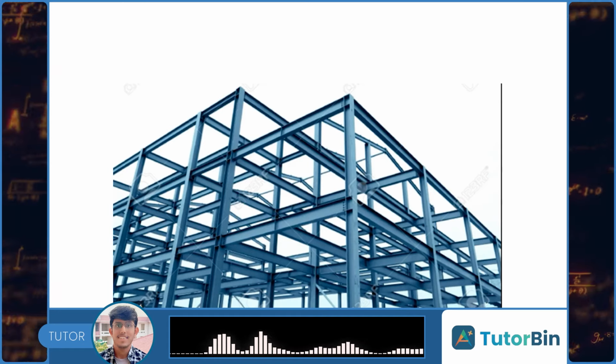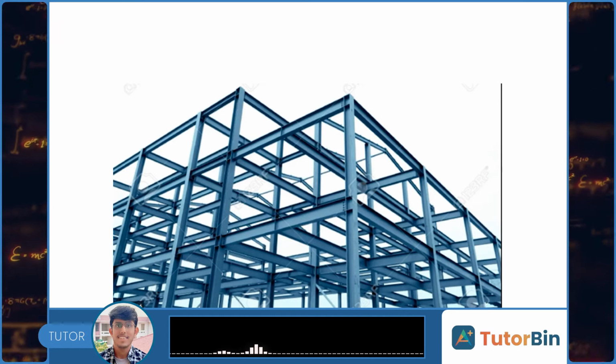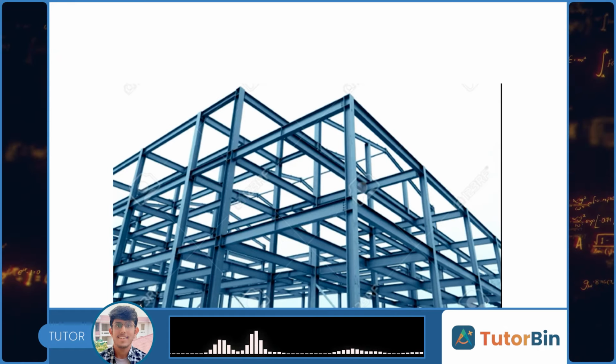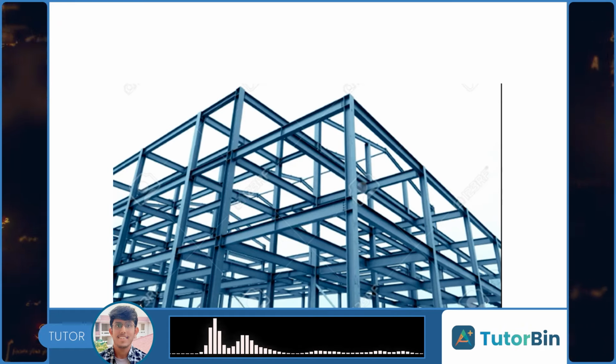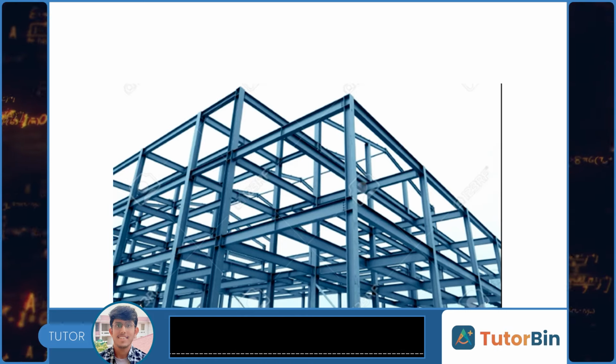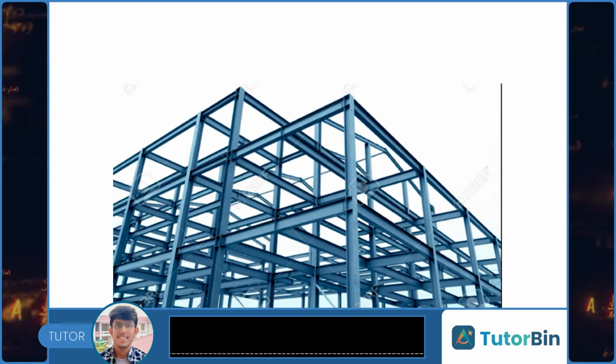Now let's discuss what the word structure means. According to the dictionary, it is the arrangement of and relationship between the parts or elements of something complex. While in structure analysis, structure refers to a system of connected parts which is used to support a load.